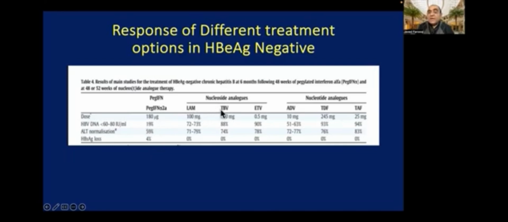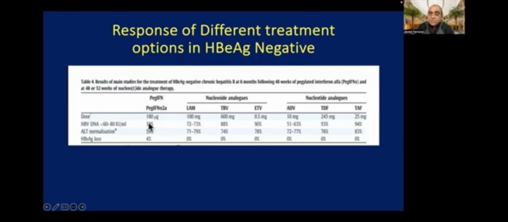What about lamivudine, telbivudine and entecavir? It's entecavir nowadays, so we will talk about this. It is 90% at 48 weeks or 52 weeks, because the pegylated interferon therapy is a finite therapy.